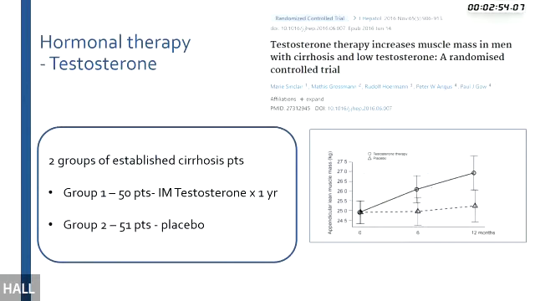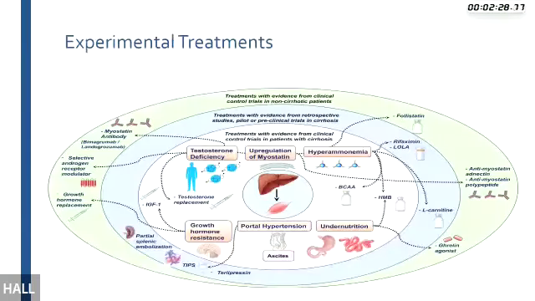Then came this study by Sinclair et al., and they did a randomized trial. Group 1 received IM testosterone for 1 year, and Group 2 received placebo, and they showed a significant improvement in the muscle mass in these patients. The only caveat here is that testosterone can lead to increased malignancy risk and HCC, and this has not been replicated in further studies. So we need more data on the use of testosterone in patients with cirrhosis.